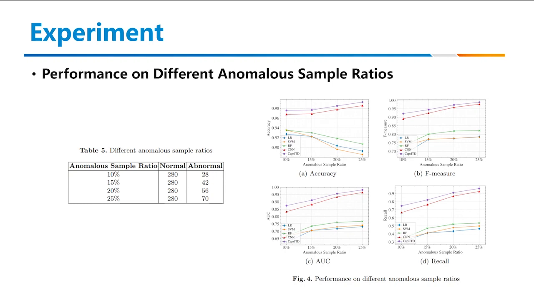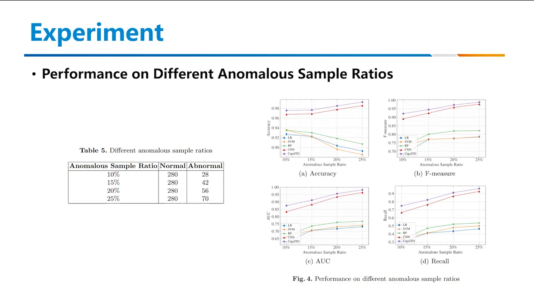To evaluate the robustness of CapsITD, we compare the models with different anomalous sample ratios. Table 5 shows the data with varying ratios of anomalous samples, and Figure 4 shows the performance of 3 machine learning algorithms and 2 deep learning algorithms. We can make the following observations.